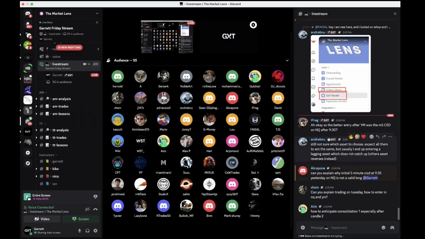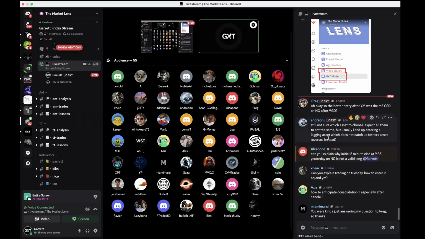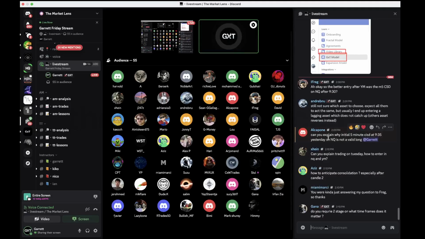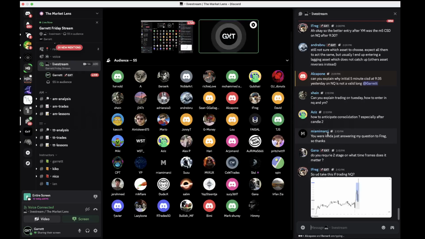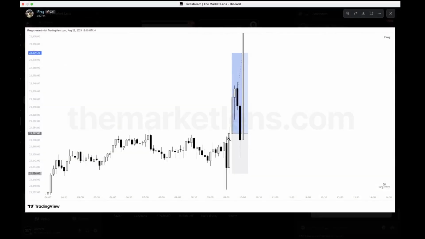Can you explain why the initial 5-minute CSD at 9:35 yesterday on NQ is not a valid long? Because the 6 a.m. candle doesn't support expansion. If you look at the current 6 a.m. candle that you're trading, it does not support expansion, right? Yeah, you could take this for sure, honestly. It's pretty valid.